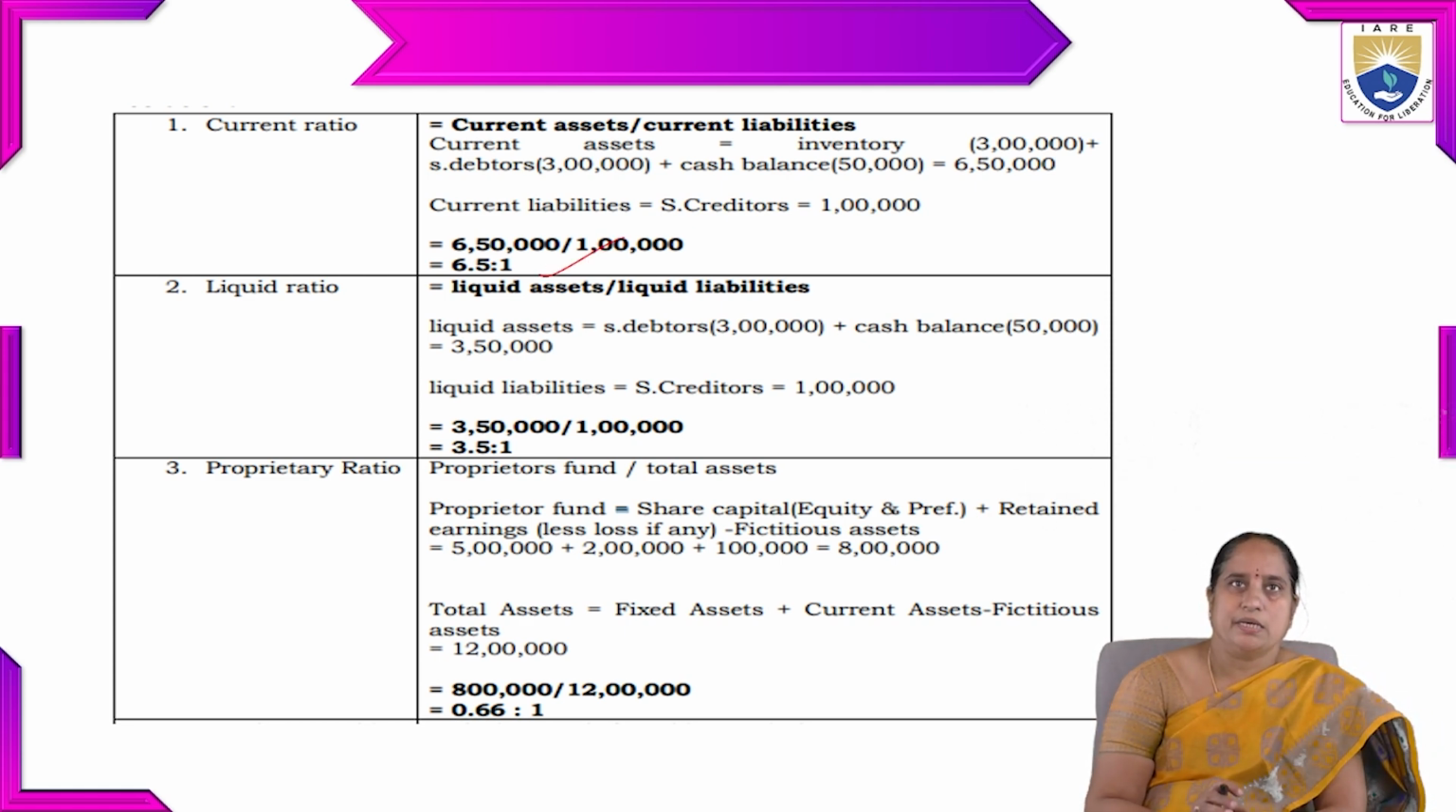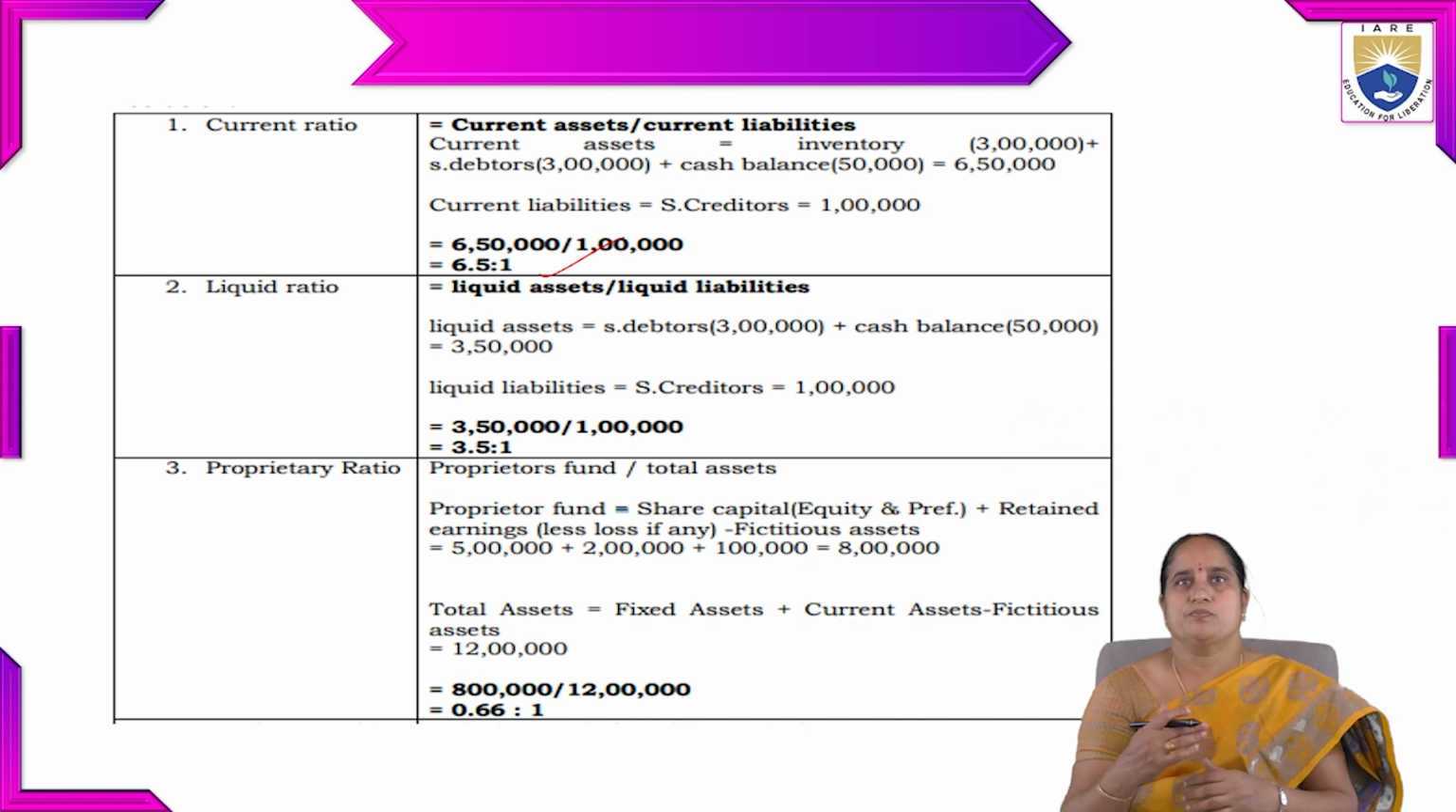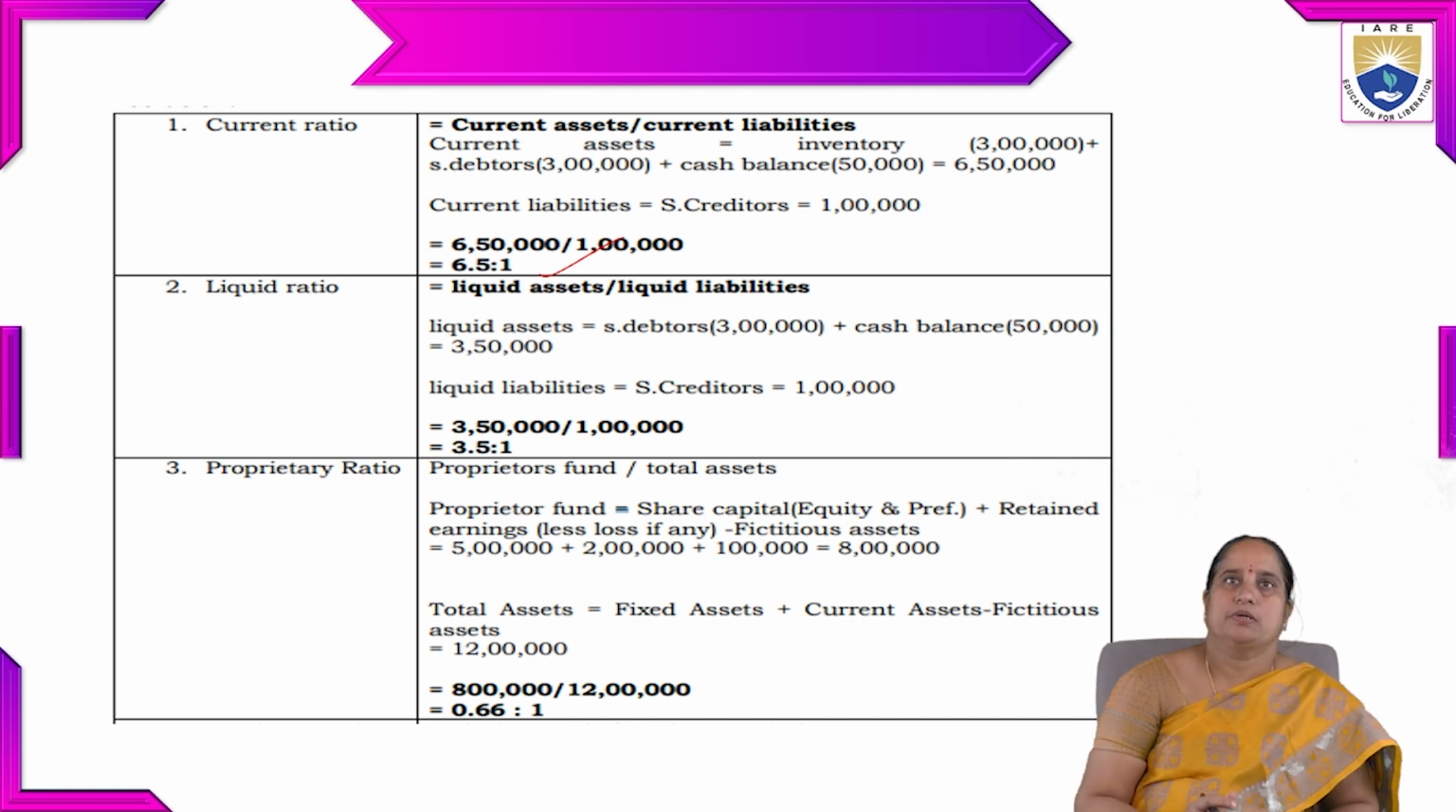So in general, the standard or ideal current ratio is 2 is to 1. It is more than that. So it means that the company is financially very strong and healthy.